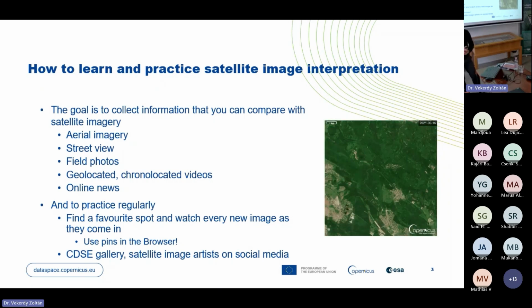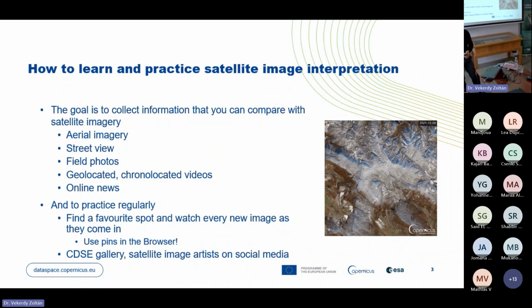And I want to encourage everybody to keep looking at the Copernicus Data Space Ecosystem Gallery, because we are really trying to provide a curated collection of images. And it always has an explanation both about the sensor or the visualization process and what you see.